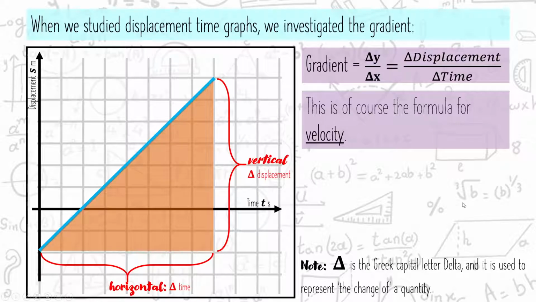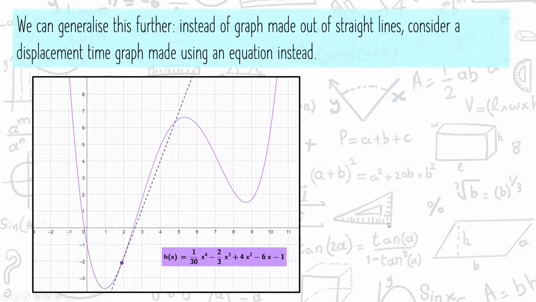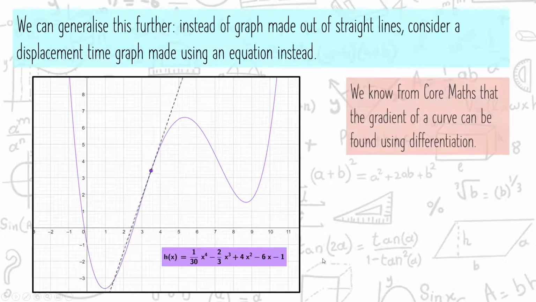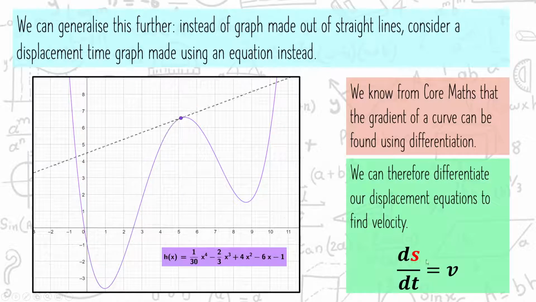We can generalize this even further. So let's say instead of a graph of straight lines, we have a displacement time graph made using an equation, something like this here. We can find the gradient of this curve by using differentiation. By differentiating this displacement expression, we'll be able to get another expression for our velocity. Something that you'll see written is ds/dt, which is the change of displacement over time, which in this case is going to give us velocity.